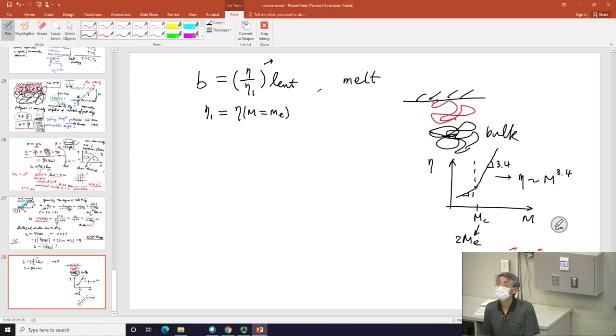Entanglement molecular weight is a concept we discussed when we talked about the packing model. You can always go back to the recording to find out that part. It's certainly discussed in the book, mentioned in the recording. So it's basically when chains are just marginally long enough. It's closely related to this onset.